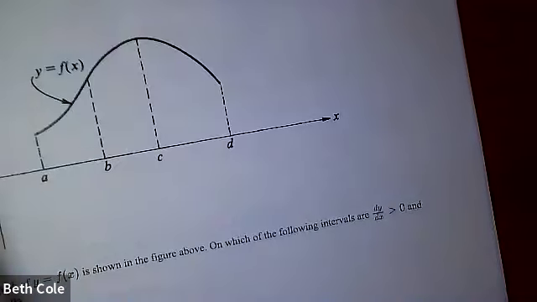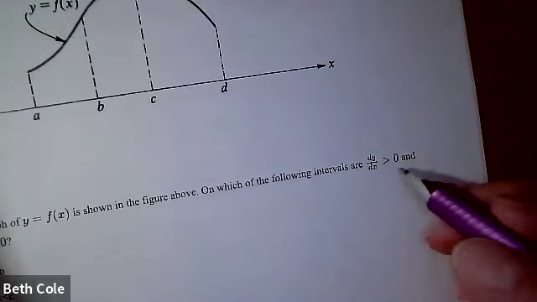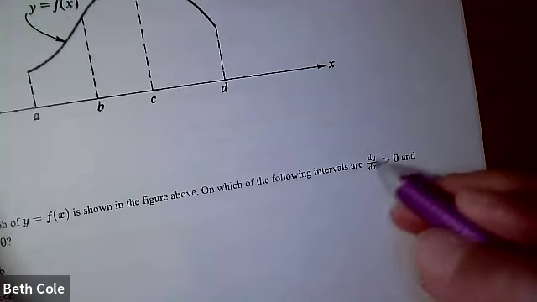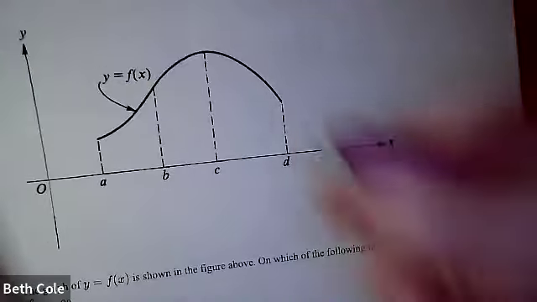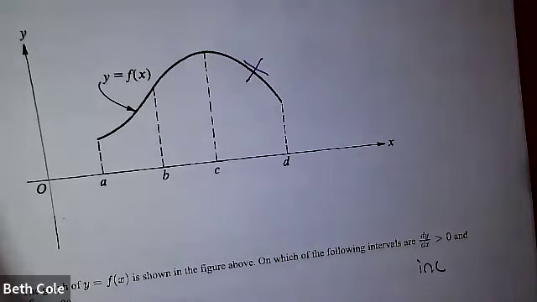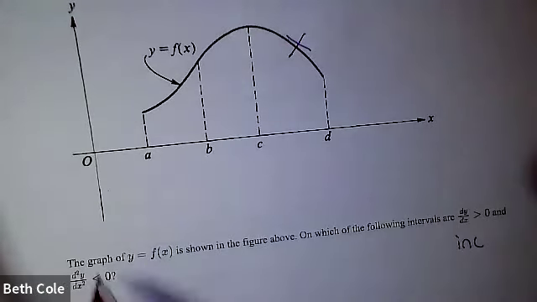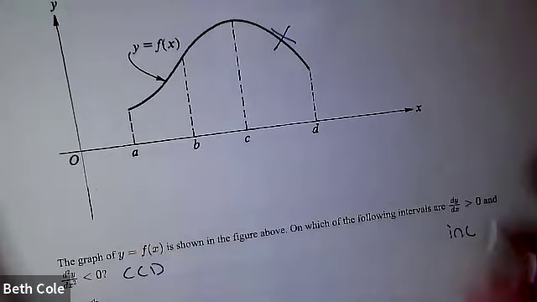All right, for this, we are looking for a place where the first derivative is positive. This is your sticky note. First derivative is positive, that means your function should be increasing. So I know it's not this section. And second derivative is negative, means concave down.